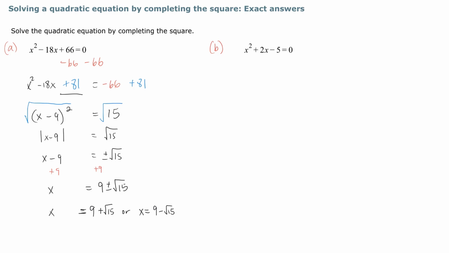Go ahead and do example B on your own. You could pause the video, and then if you need to, play the video and check your answer.